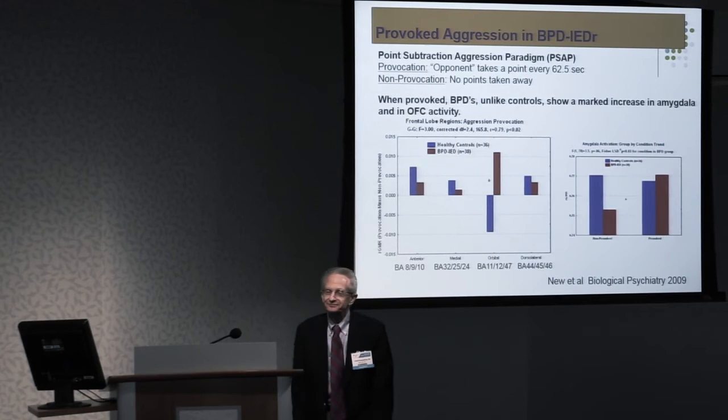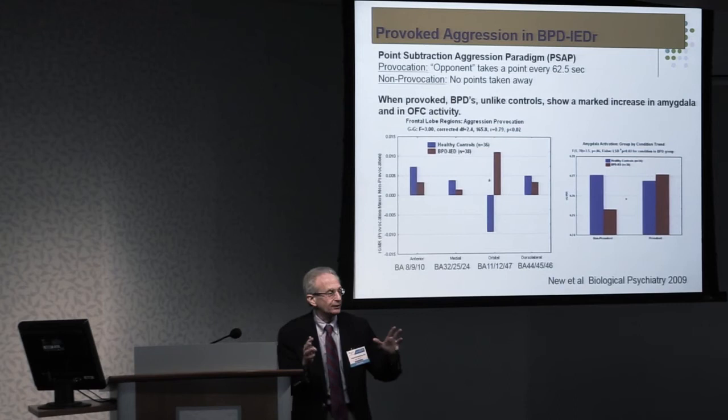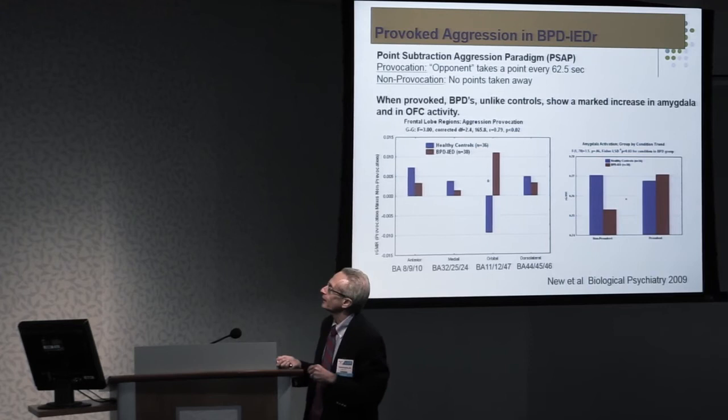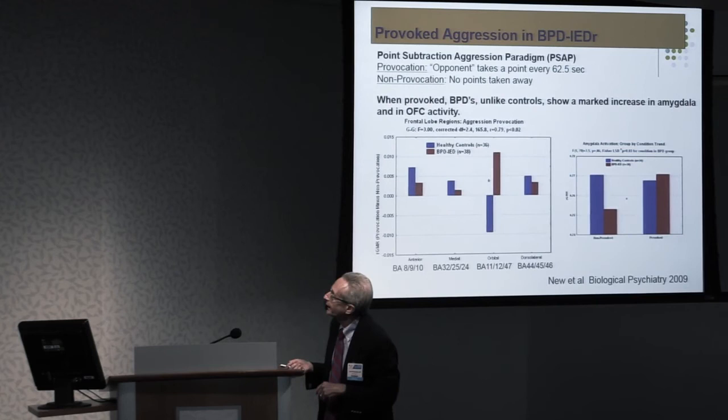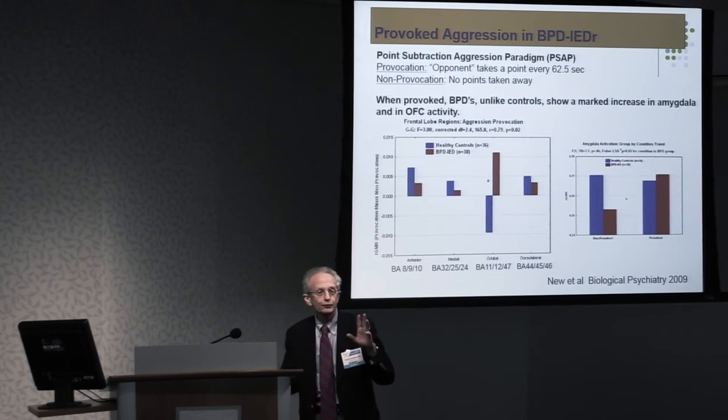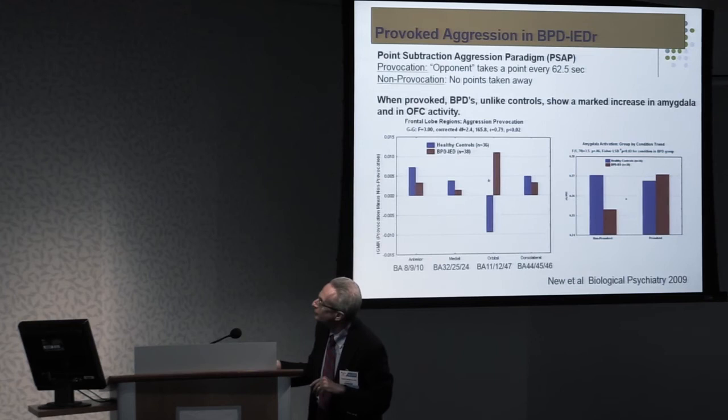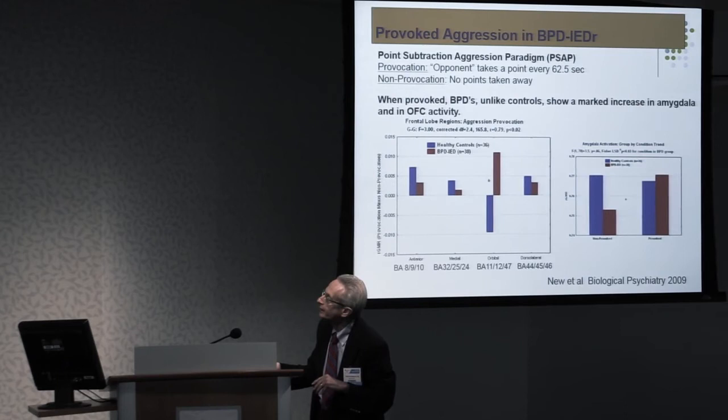So we did this, and we could look at the brain activity when borderline patients were provoked versus unprovoked, by how much time there was between points being taken away. This is a PET study, so it's looking at glucose metabolic rate. And you see that there's a difference between the borderlines and the healthies in the orbital frontal cortex, an area that's involved in impulse control, that the borderline patients show much greater metabolic activity in the provoked state than in the unprovoked state, but not in the healthy controls.